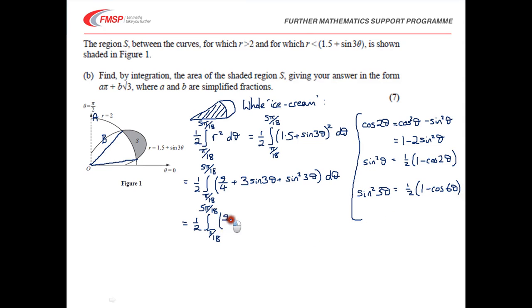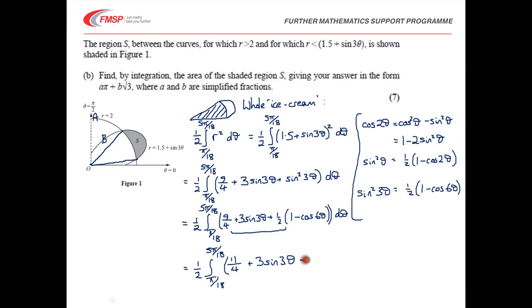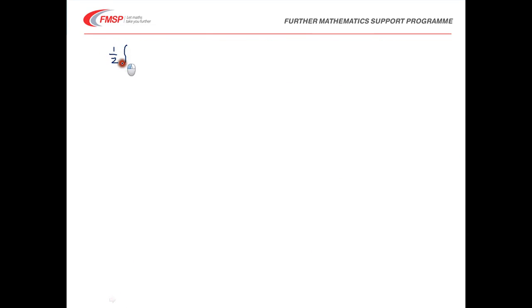So I'll now substitute that in. 9/4 plus 3 sin 3θ plus a half (1 minus cos 6θ) dθ. And simplifying that, so collecting these two terms together, 9/4 plus a half is 11/4, plus 3 sin 3θ minus a half cos 6θ. Okay, I need a bit more space, so we just had from the previous page, this is the integral we're trying to do.